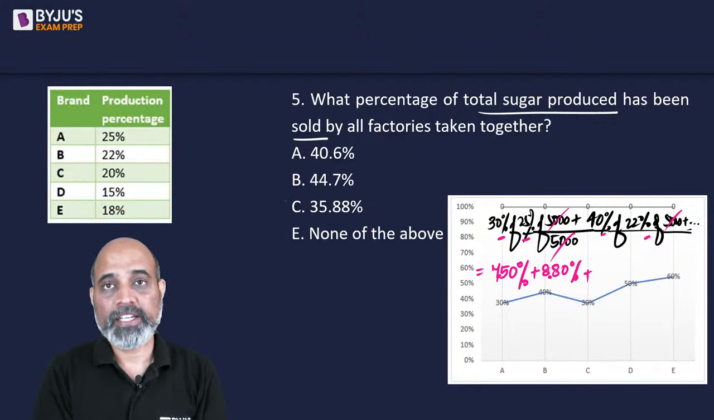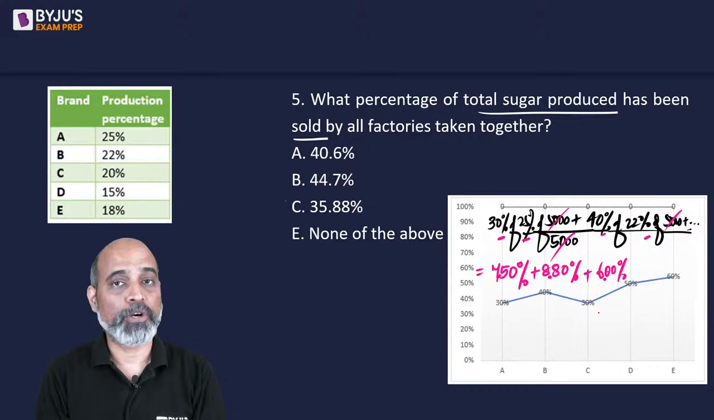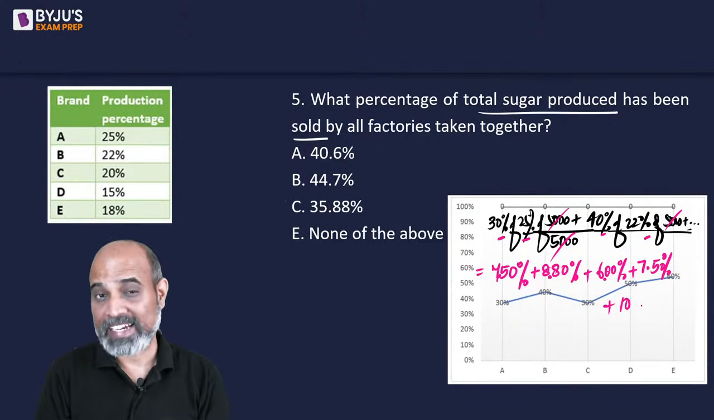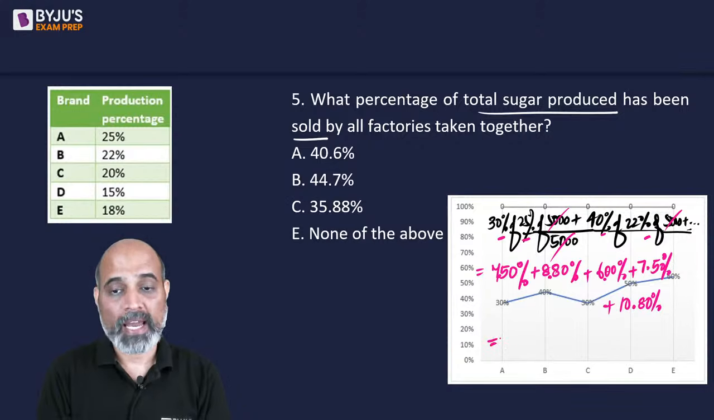Next one, 30 into 20, 600 percentage, here we will put a point, so it becomes 6%. The next one is 15 into 50, that is going to be another 7.50 percentage. And 60 into 18, which is going to be 1080, so this is 10.80 percentage. So we need to add these.